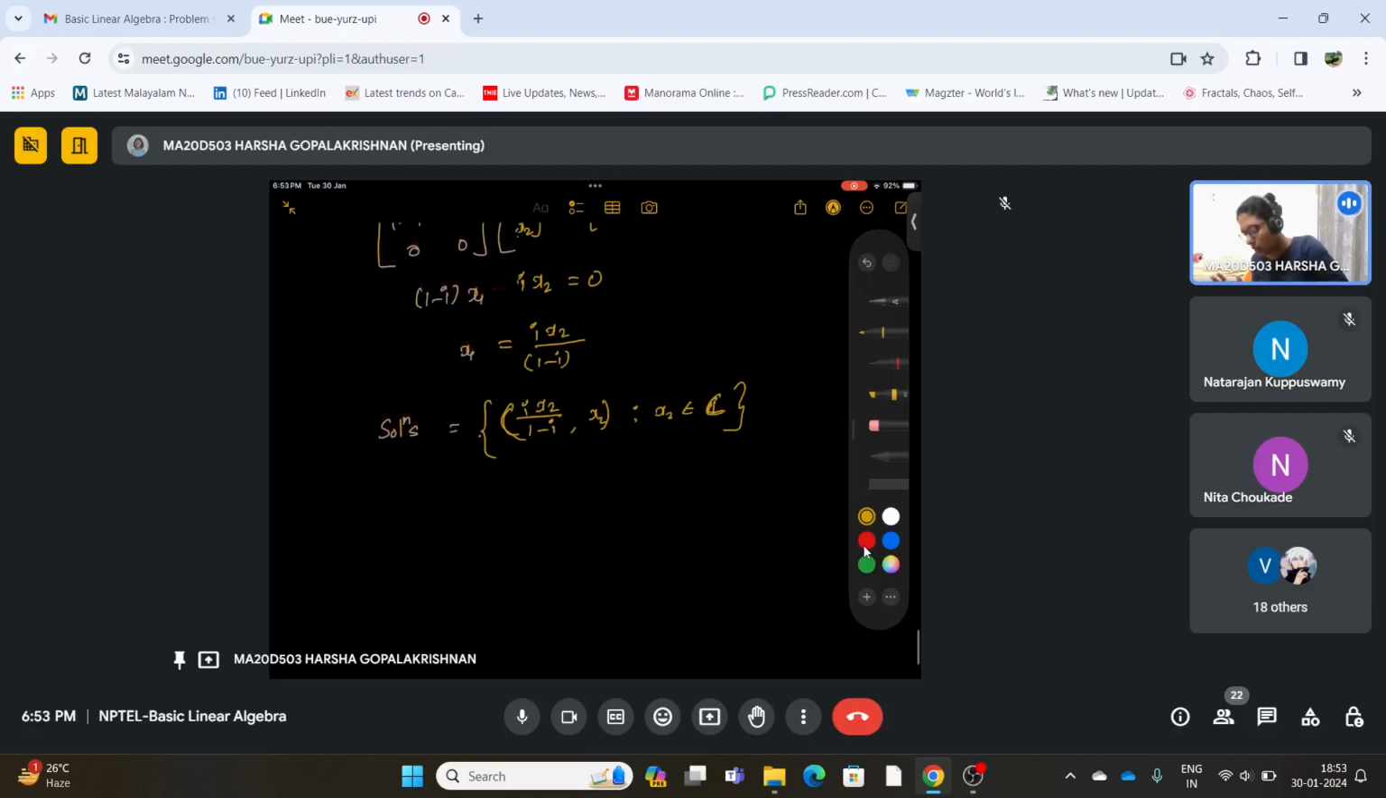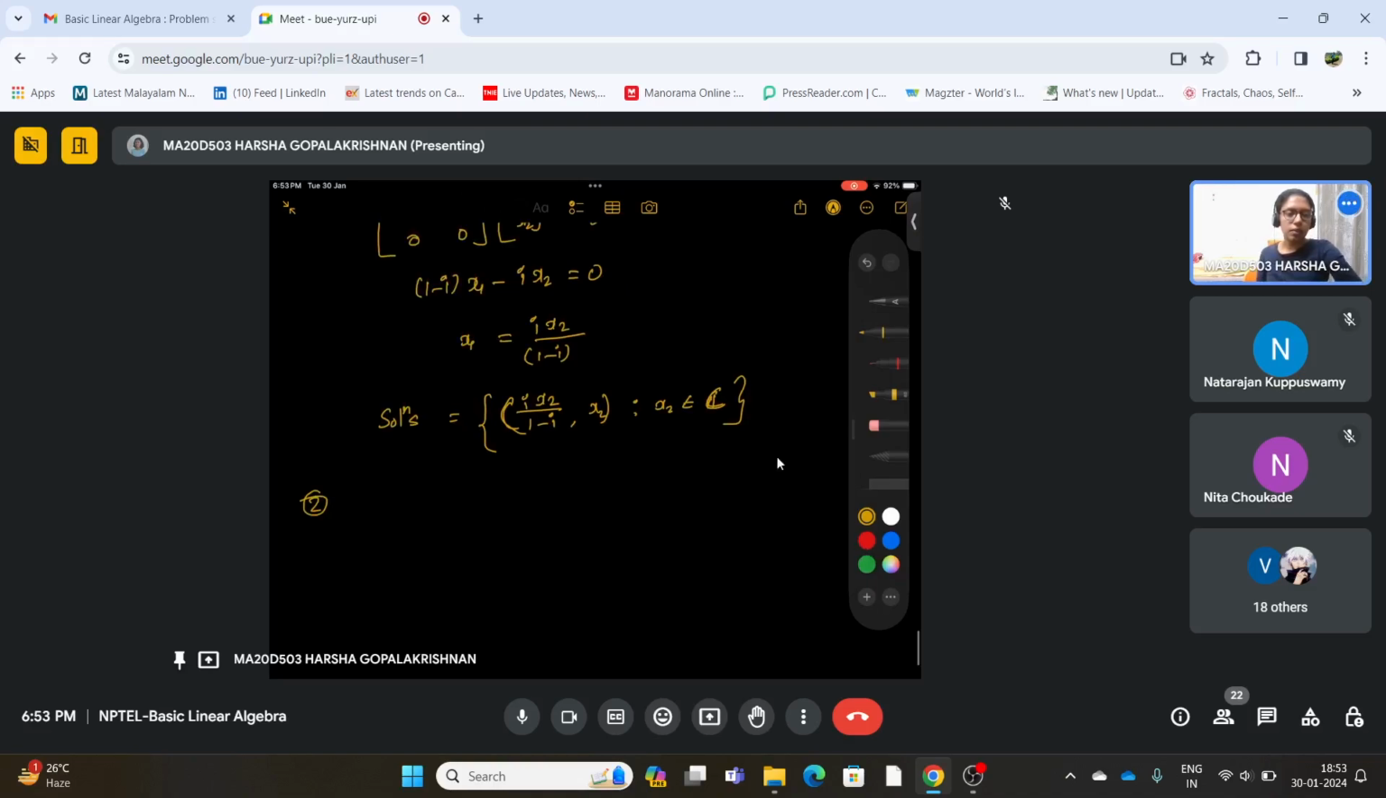Now I'll give you a question which depends just on matrices. If A is a 2 by 1 matrix and B is a 1 by 2 matrix, okay, A is 2 by 1 and B is 1 by 2, let C equal AB. Then the question is true or false: determinant of C equal to 0.